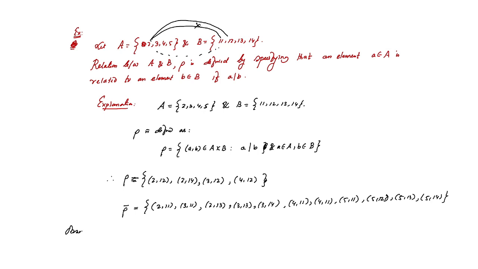What will be your observation here? The first observation: rho is a subset of A Cartesian product B. Second observation: rho bar is also a subset of A Cartesian product B. Third observation: rho intersection rho bar is basically phi. And fourth observation: rho union rho bar is the Cartesian product A and B. So for any relation, you will see this kind of features.